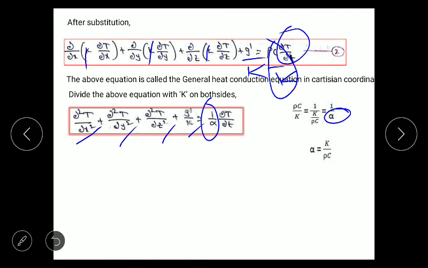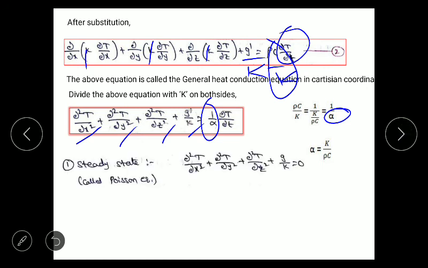The equation may further be applied for some cases. If there is a steady state, we are going to discuss steady state in later videos. Steady state is when the change in temperature with respect to time is equal to 0. If the change in temperature with respect to time is equal to 0, then we say that the body is in steady state. For that steady state, the RHS term will become 0. We are only left with the left hand side terms.